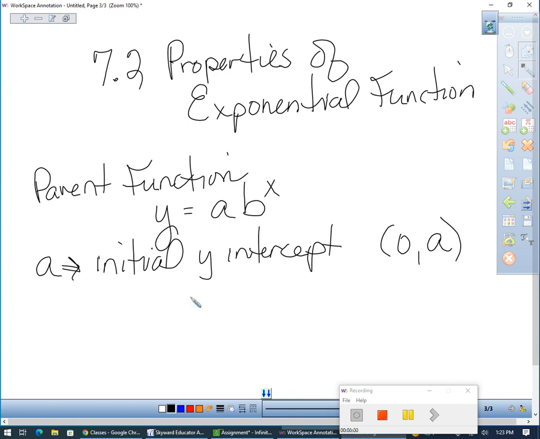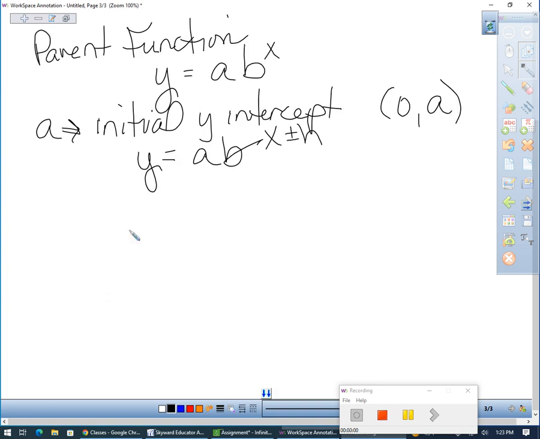From this parent function, if I have in the exponents y equals ab to the x plus or minus h, tell me what h does. Nope, if it's in with x, it is the right or left. Okay? So, for example, remember you can set this equal to 0 and determine which way it's moving, right? If I set this equal to 0, however h is what it is.